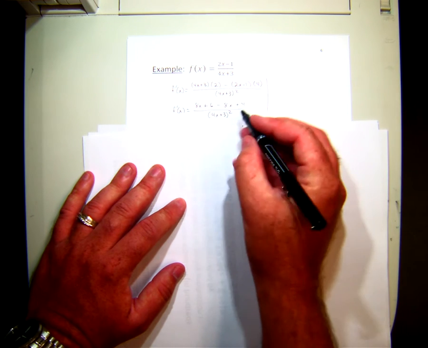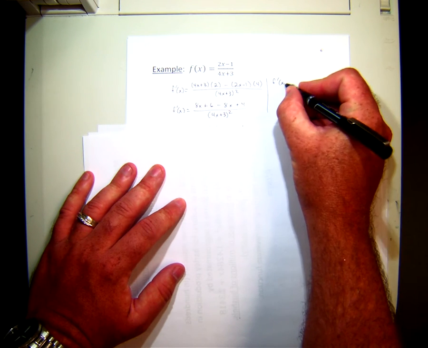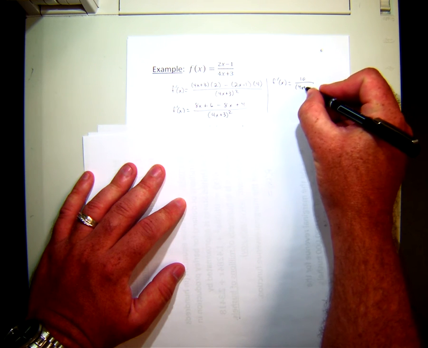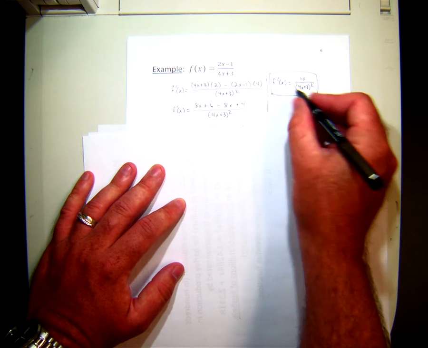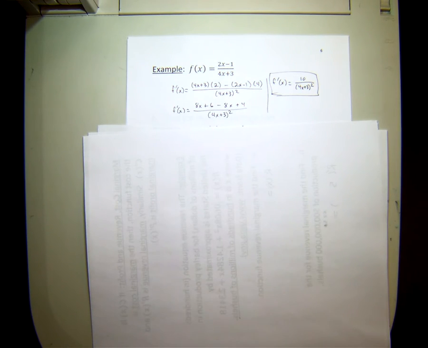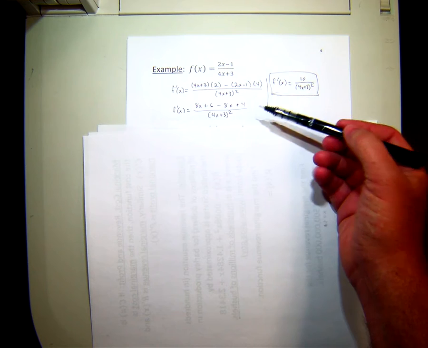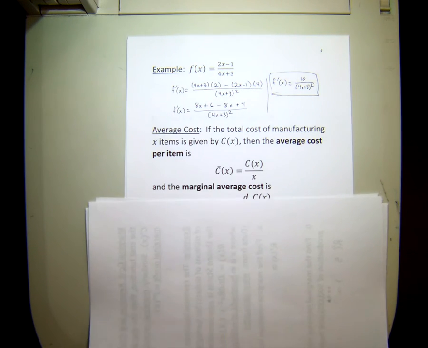Look at the top. Something wonderful happened here. 8x minus 8x, those go away. And you're just left with 10 divided by (4x plus 3) quantity squared. And that's it. Please do not mess with the bottom if you don't need to. So this isn't as bad as it seems. A lot of people are intimidated by fractions. A lot of people don't like the look of this, but it's not that bad.